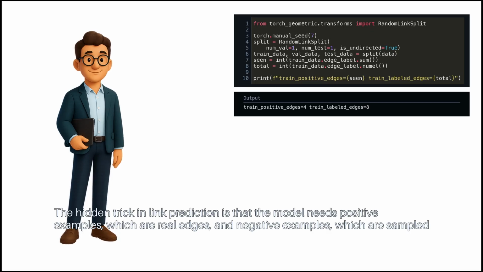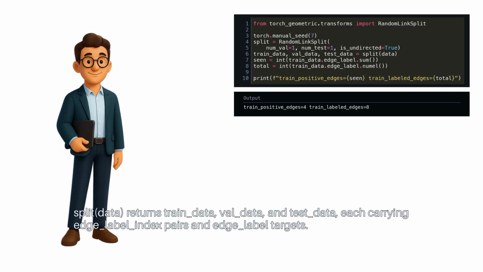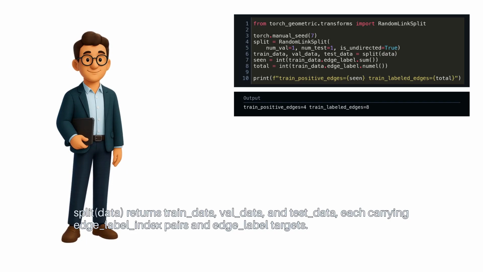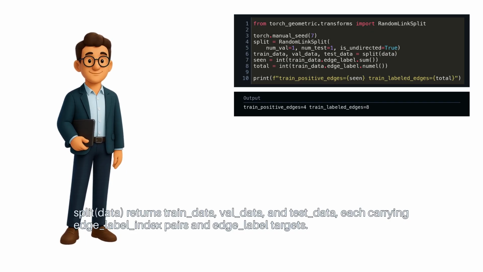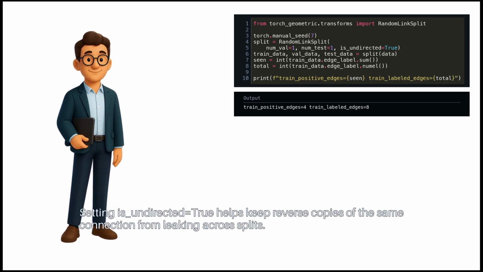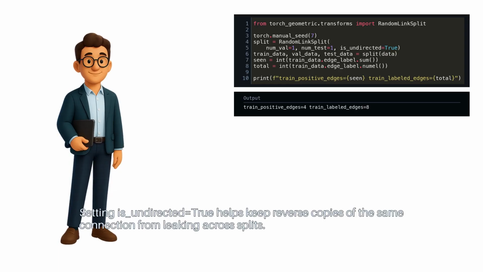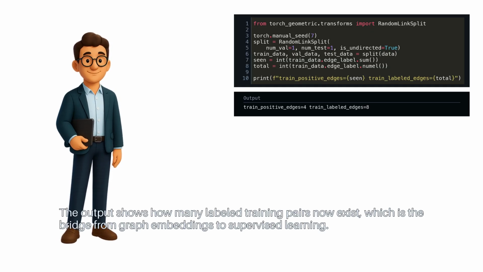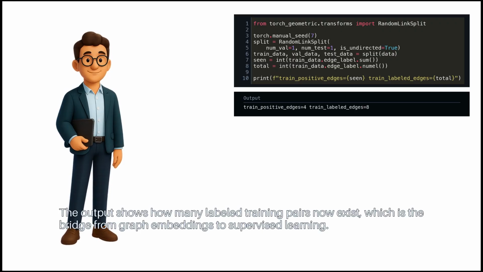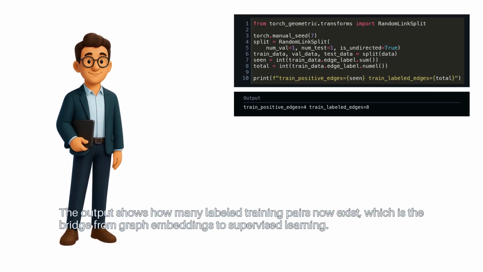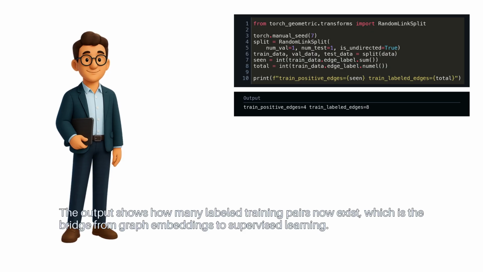which are sampled non-edges. Split data returns train_data, val_data, and test_data, each carrying edge_label_index pairs and edge_label targets. Setting is_undirected true helps keep reverse copies of the same connection from leaking across splits. The output shows how many labeled training pairs now exist, which is the bridge from graph embeddings to supervised learning.